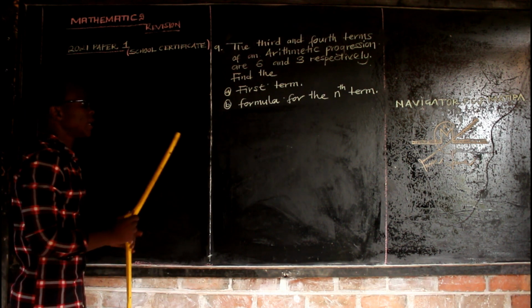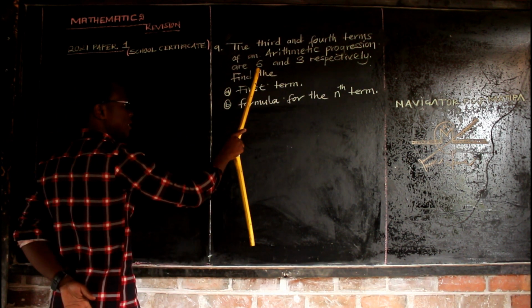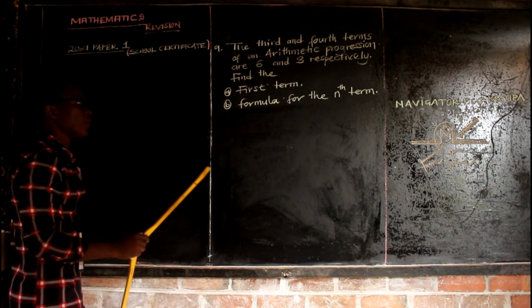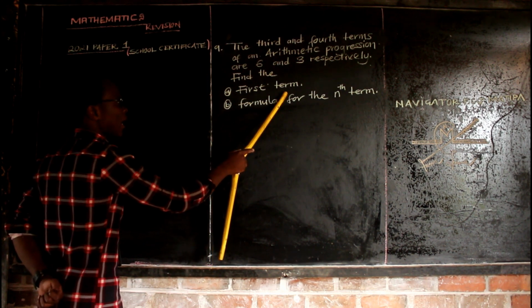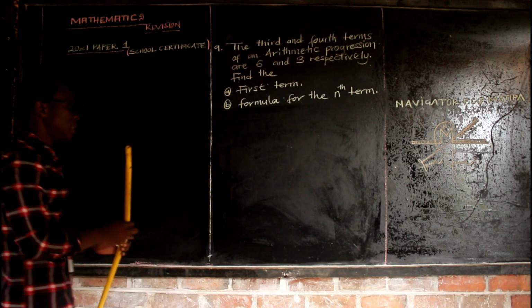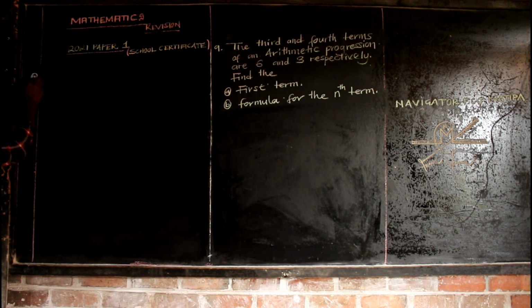Okay, so we've been given the third and fourth term. The third term is 6 and the fourth term is 3. Then you are being told to find the first term and to find the formula for the nth term for this arithmetic progression. In this case, this one is a simple question. So we are going to start with question A. I'm going to write from this side because of space.